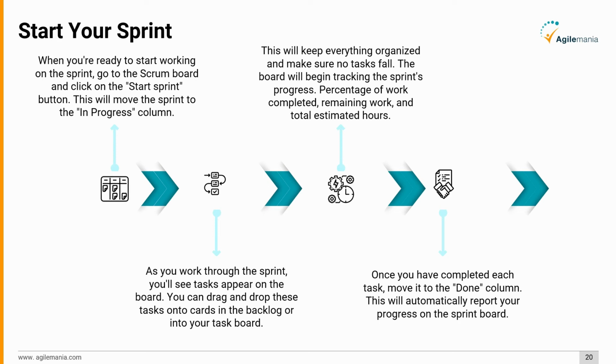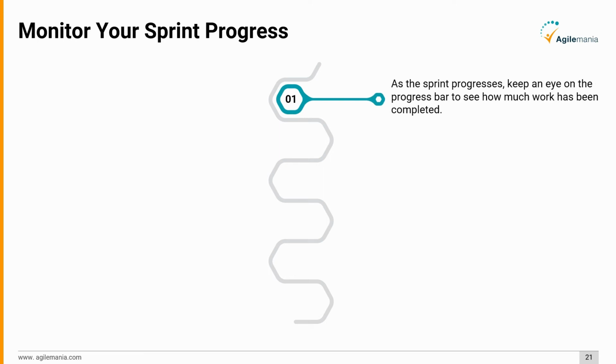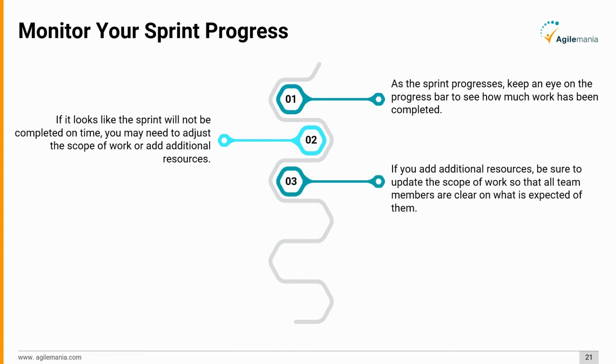Well, that was not the end. There is more to it, let's watch. You also need to monitor your sprint progress. As the sprint progresses, keep an eye on the progress bar to see how much work has been completed. If it looks like the sprint will not be completed on time, you may need to adjust the scope of work or add additional resources. If you add additional resources, be sure to update the scope of work so that all team members are clear on what is expected of them.